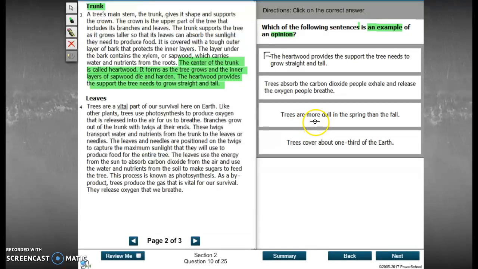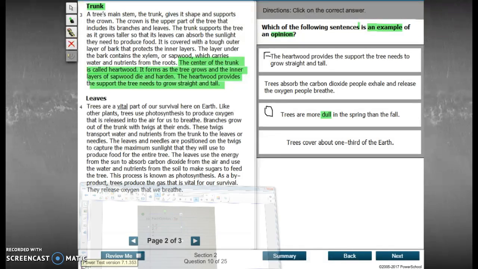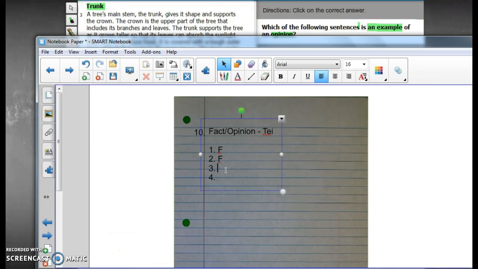3: trees are more dull in the spring than the fall. Well, I see this word dull, and I'm thinking right now, well, I actually like spring trees better than fall trees. I like the green leaves and the flowers, okay? Bobby Joe might like them better in the fall. That is what makes it an opinion. You can't prove it. One person might think they're more dull in the spring. Another person might think they're more dull in the fall. So you can label it an O for opinion using your pencil tool here, or do it on your loose leaf. It might be easier. Just put an O for opinion.